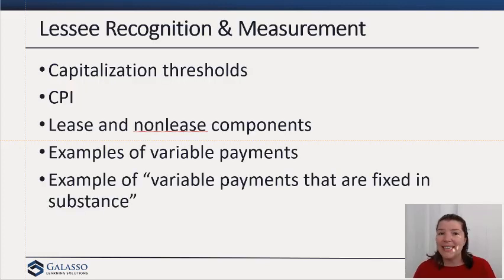In terms of lessee recognition and measurement, they did talk about capitalization thresholds and the fact that, while they don't specifically address it, they do recognize that they're out there. They do give some examples of how CPI works, because remember, we have a typical general rule of not remeasuring. So they give some examples of how you would do that with some actual numbers, which I loved.